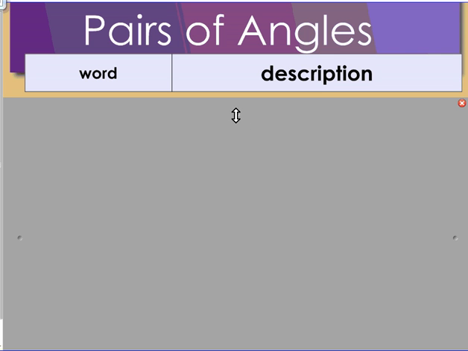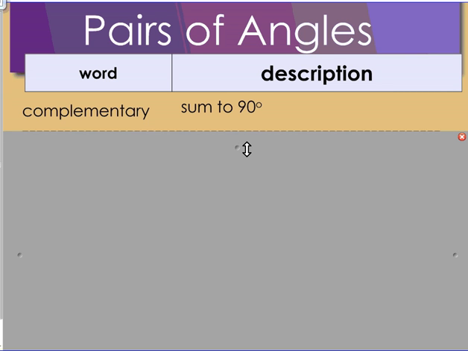Pairs of angles are basically when we're talking about two different angles, and a lot of times those relationships between those two angles have specific names. The first one is complementary. When you have two angles that, when you add them together, make 90 degrees. So let's say I have this angle and I have another angle, and these two angles, when I add them together, equal 90 degrees.